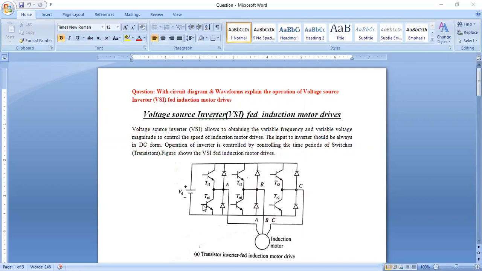So mainly we have switches, which are nothing but transistors. So the transistors are controlled here. The time periods of the transistors are controlled to operate the inverter. And this figure shows the voltage source inverter.